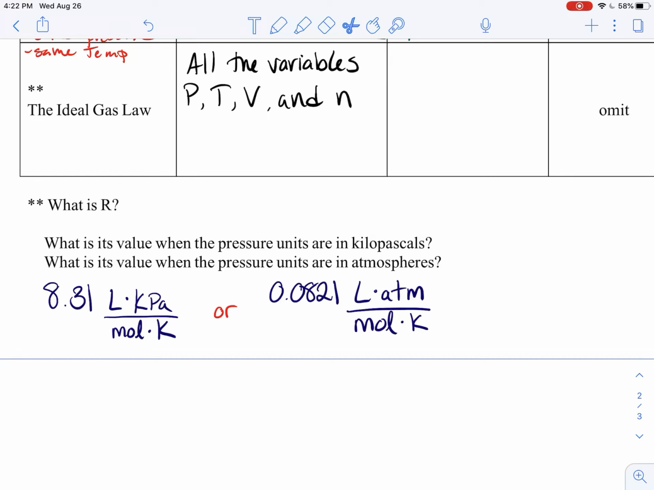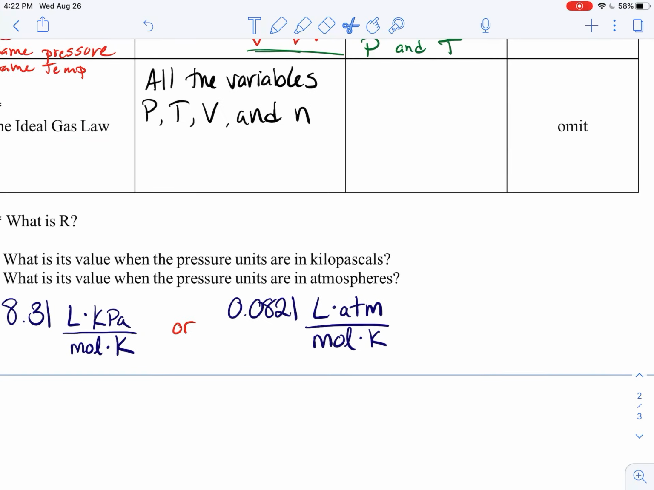I'm going to go over the ideal gas law. This is our last gas law. An ideal gas law looks at all of our variables for our gas and puts them in relationship to one another. So the ideal gas law is looking at pressure, temperature, volume, and moles. And in this particular case, our equation for this is PV equals nRT.